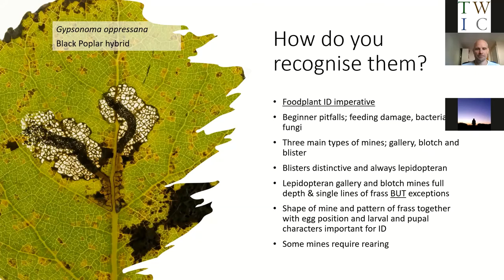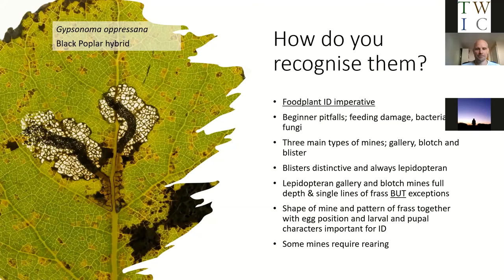So you've got to a point now where you think you've got a moth leaf mine. So what should you be looking for? Well, the shape of the mine, the pattern of the frass within it, and sometimes the colour of the mine and the frass are all important for the ID. When you examine the mine in a bit more detail, you're looking for things like the position of the egg, whether it's been laid on the upper side or the underside of the leaf, whether it's near the leaf margin, whether it's near the midrib, whether it's along a vein or in a vein axil. And if they're present, larval and pupal characters can also be really important for ID.